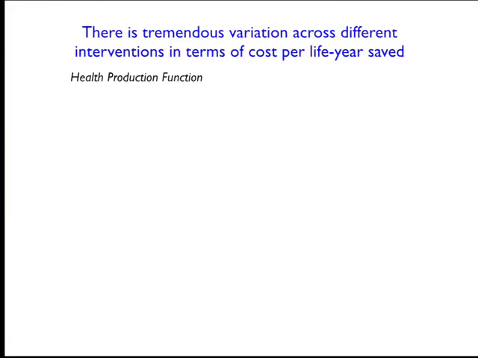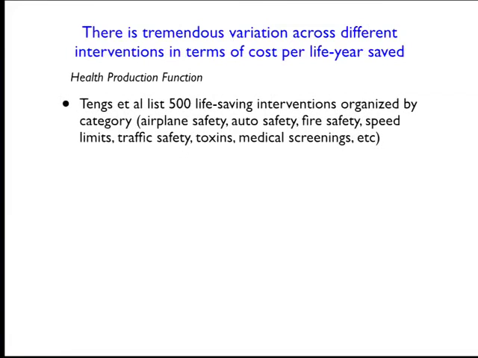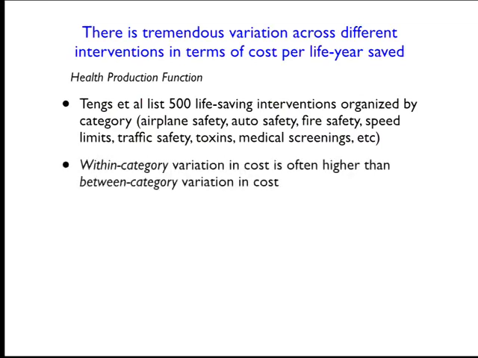So the main takeaway from the article, I think, is that there's tremendous variation across different interventions in terms of the cost per life year saved. They list 500 life-saving interventions, and they organize them by category. There's things like airplane safety, auto safety, fire safety, speed limits, traffic safety, toxins, medical screenings, and so forth. One of the notable things is that the within-category variation in cost is often higher than the between-category variation in cost.